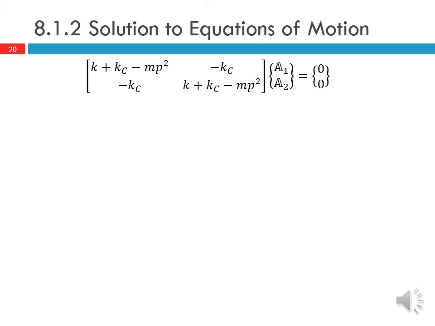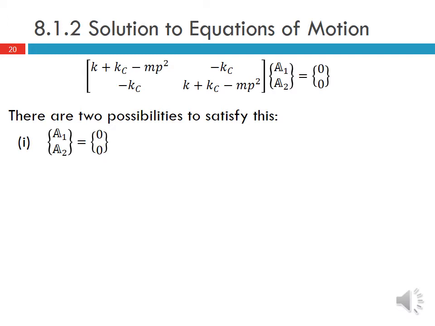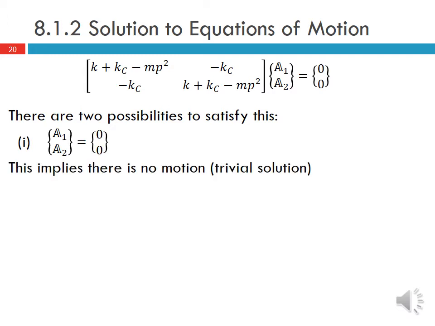Okay, so now we've got this equation here. There are two possibilities that satisfy this. a1, a2 could be equal to the 0 vector. This implies that there's no motion, so this is the trivial solution.